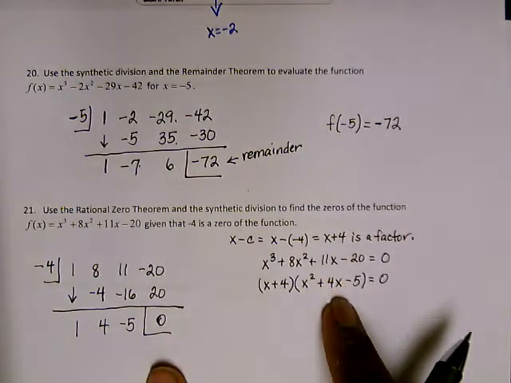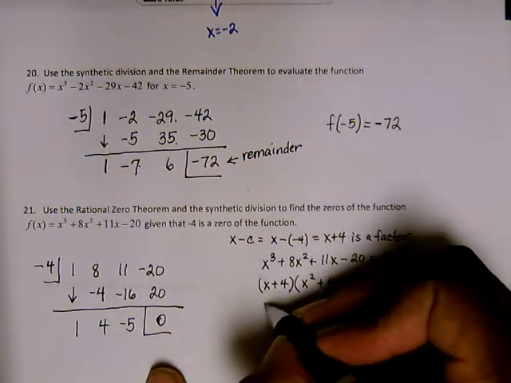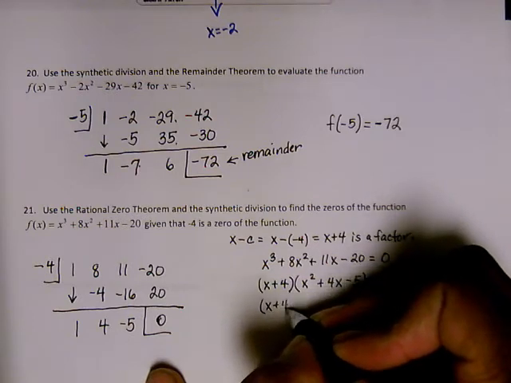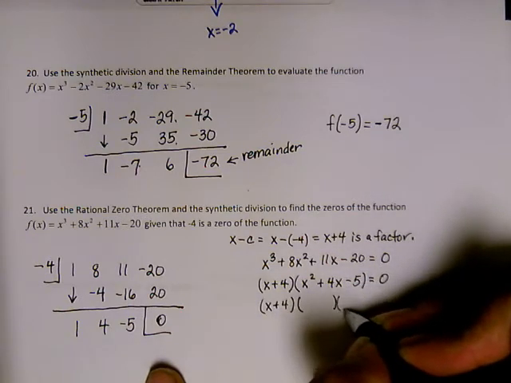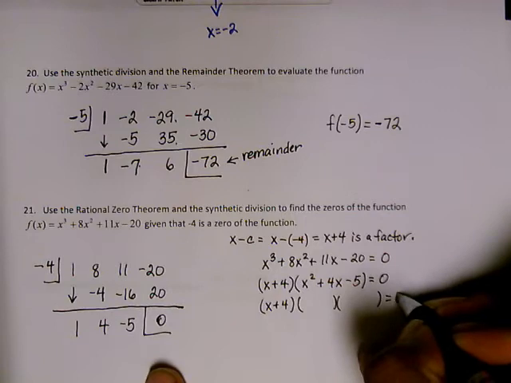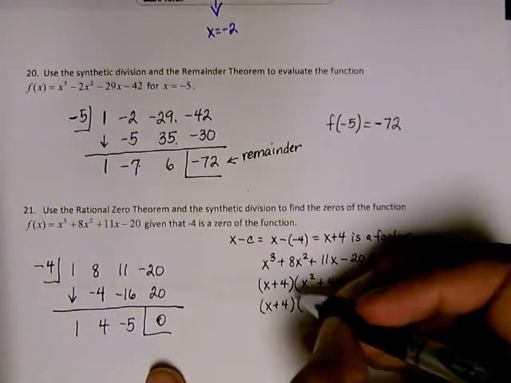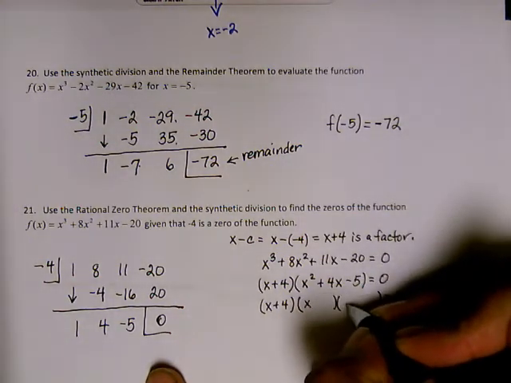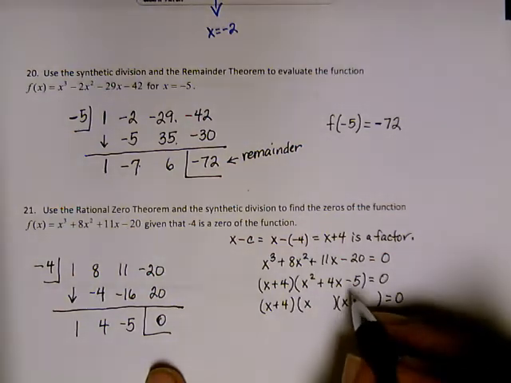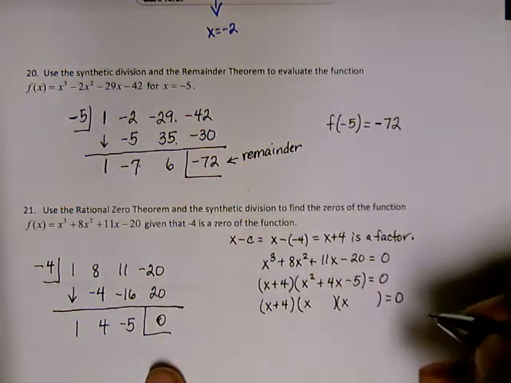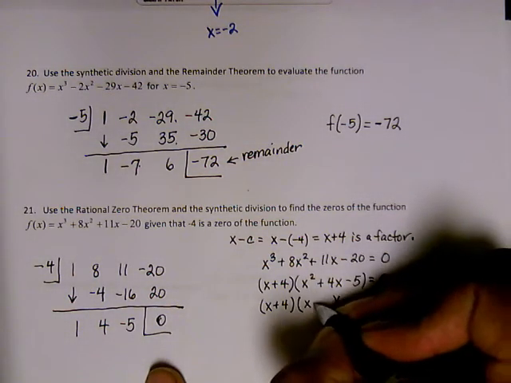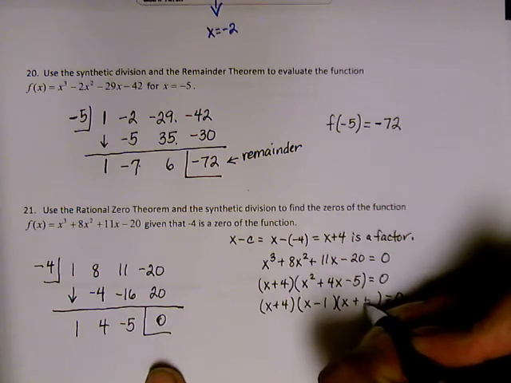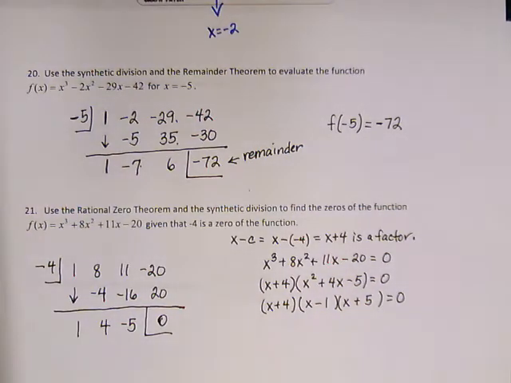Now this can be factored into two binomials here. So I'm going to bring down the x plus 4, and I'm going to factor x squared plus 4x minus 5 into two binomials. So here that x squared would be x and x. The factors of negative 5 that will give me plus 4x will be minus 1 and plus 5. So this is x plus 4 times x minus 1 times x plus 5 equaling 0.